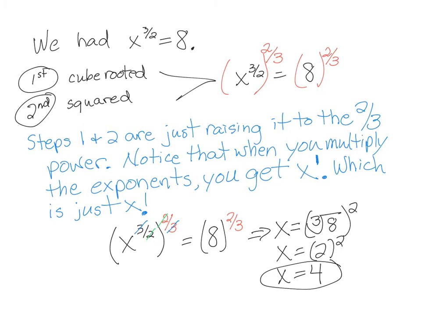Now remember, when you have a power to a power, you multiply the powers. So what happens to this power here? We have x to the 3/2 to the 2/3. The 3 on the top, the 3 on the bottom, they canceled. The 2 on top and the 2 on the bottom, they canceled. We ended up with just x to the 1.